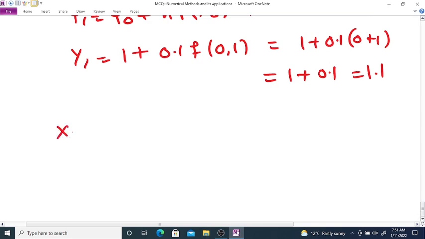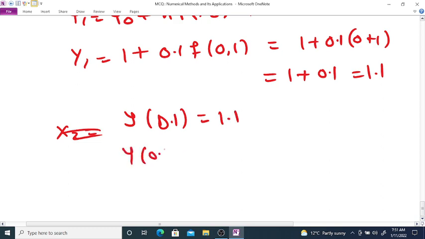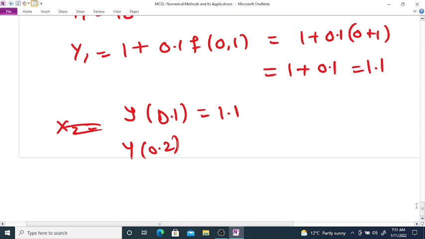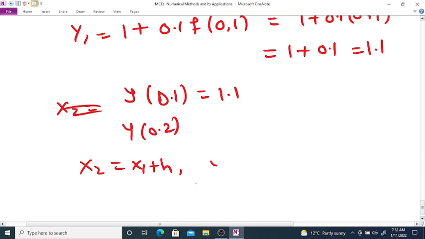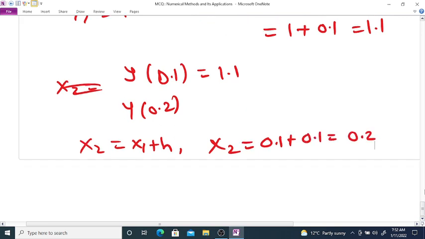Similarly, this is the value of y1 at x1, that is y of 0.1 is equal to 1.1. Now we want to determine y of 0.2. So next, x2 is equal to x1 plus h. x1 is 0.1 plus h, which is 0.1, so x2 is 0.2.